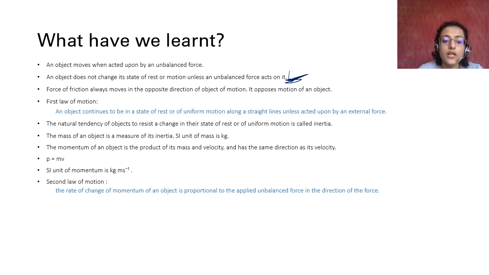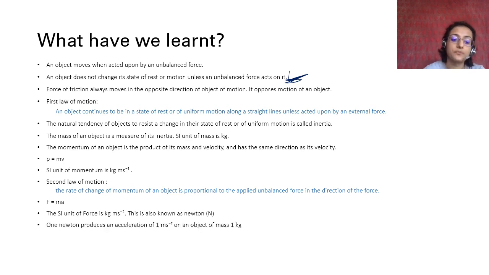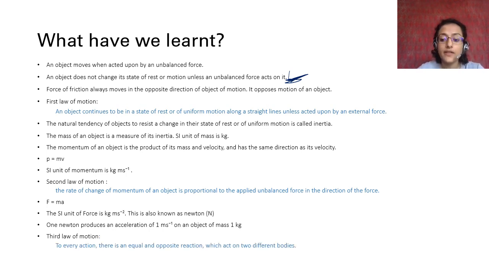Second law of motion: the rate of change of momentum of an object is proportional to the applied unbalanced force in the direction of the force, where force is equal to mass into acceleration. The SI unit of force is kilogram meter per second square, which is also Newton. 1 Newton produces an acceleration of 1 meter per second square on an object of mass 1 kg. The third law of motion states that to every action there is an equal and opposite reaction which acts on different bodies. Okay, this is what we have learned in all of these parts put together.